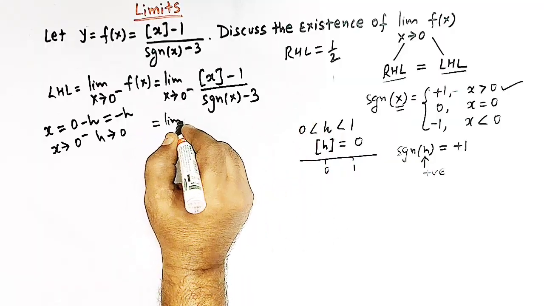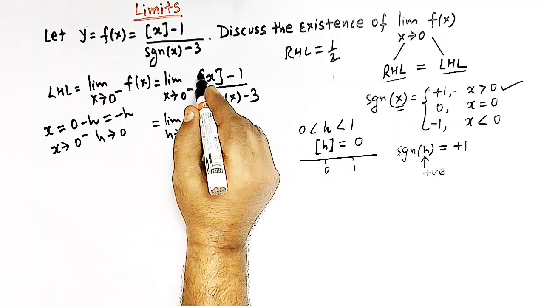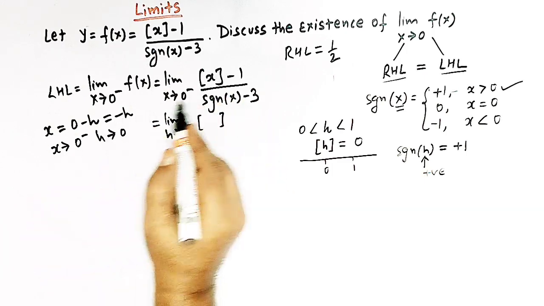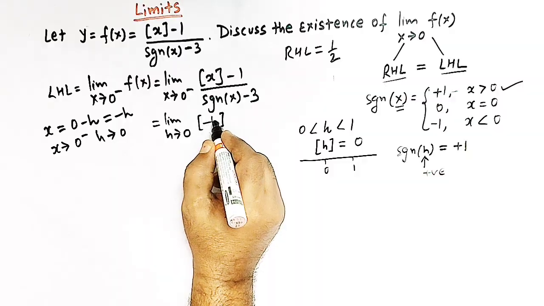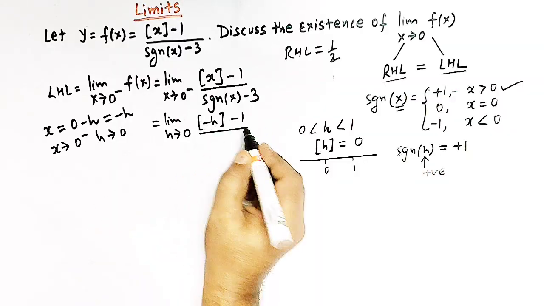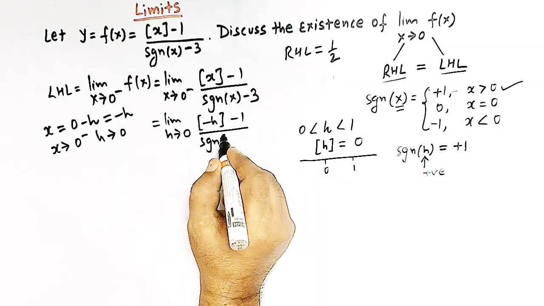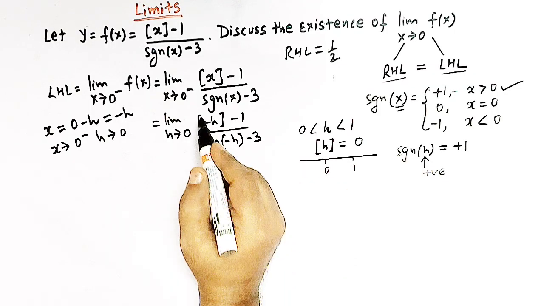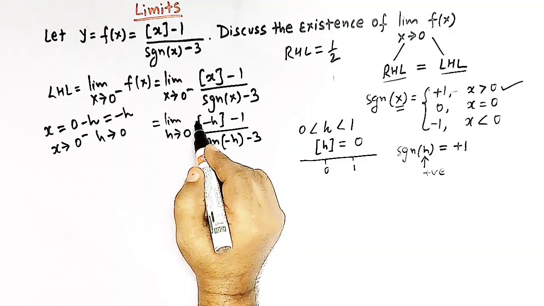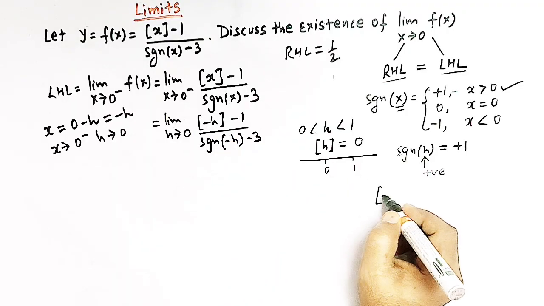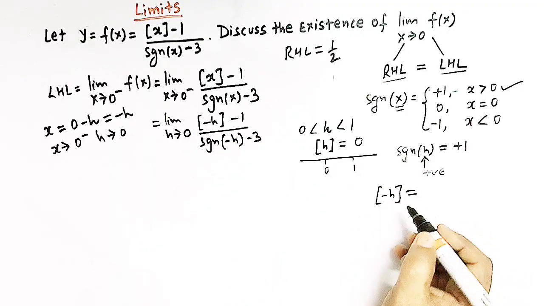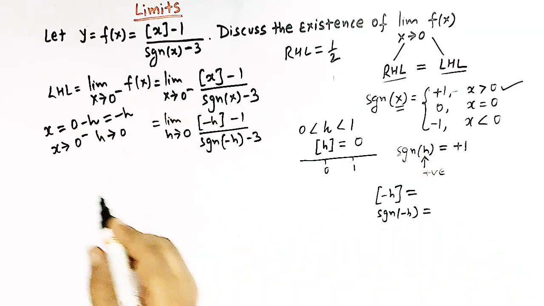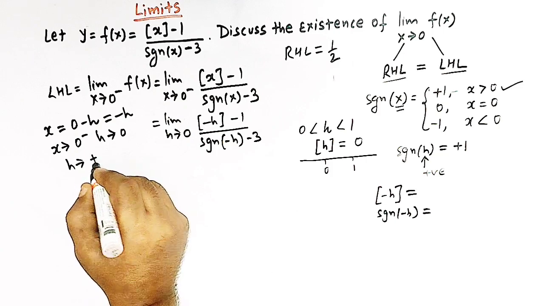So we can now write limit h tends to 0, and for greatest integer of x, for x we can write minus h, and here we have minus 1, and here we have signum of minus h and minus 3, right? So now here we have to find out the value of greatest integer of minus h and signum of minus h, right? Now see, h is a positive quantity.